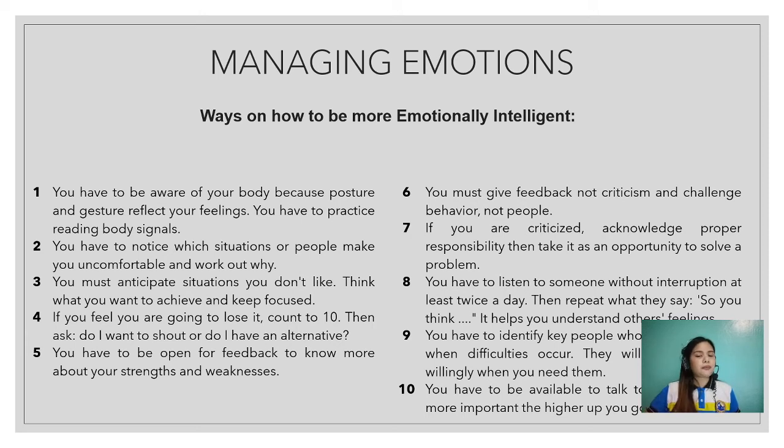Ninth, you have to identify key people who would be useful when difficulties occur. Like what I read on Facebook, keep away from those toxic people. Those people who are good to you will respond more willingly when you need them. And number 10, you have to be able to talk to people. This is more important the higher up you go. I hope you will keep in mind all these 10 ways on how to be more emotionally intelligent because for sure you will use it in the future.